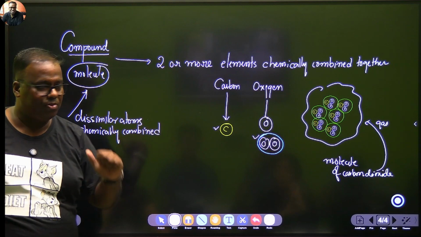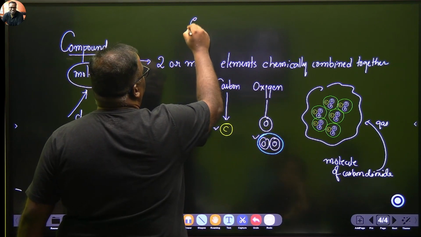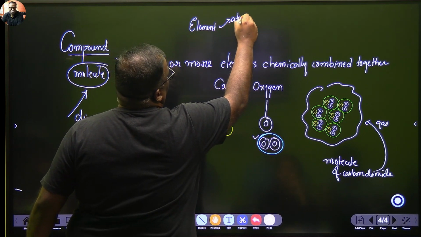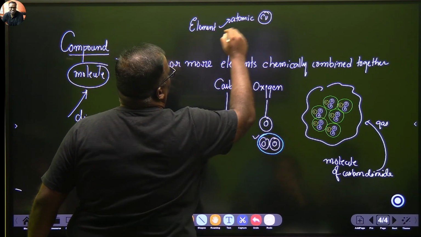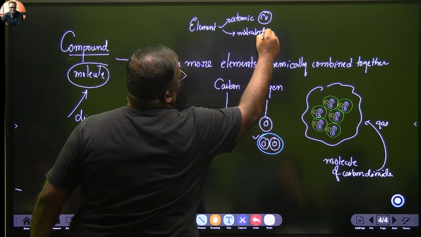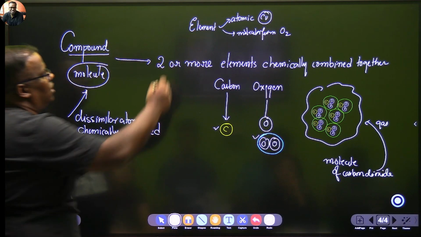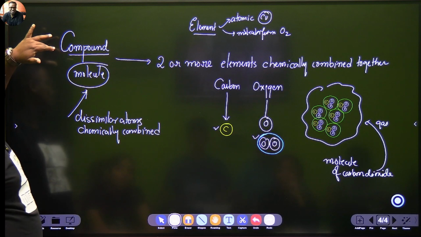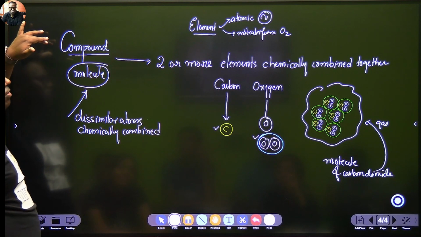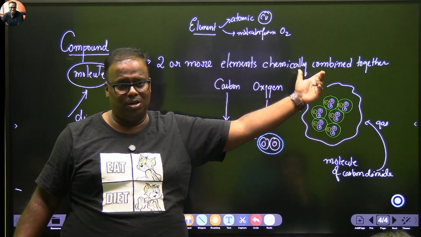Have you understood? So a question comes: sir, in the last slide you told that an element can exist in atomic form, our example was copper atom, and it can also exist in molecular form, our example was O2. Yes or no? Now you ask your question, can a compound exist in atomic form? I'll say you're stupid. How can a compound exist in atomic form when the base definition of compound is two or more elements chemically combined?